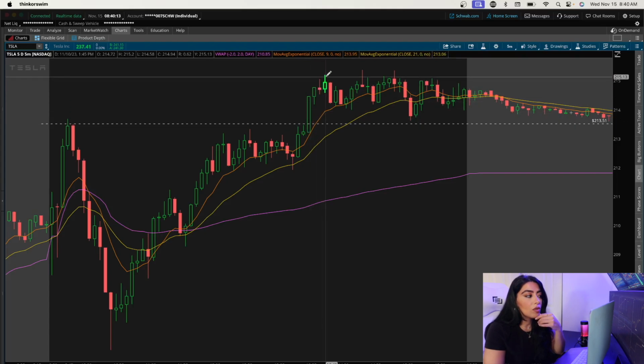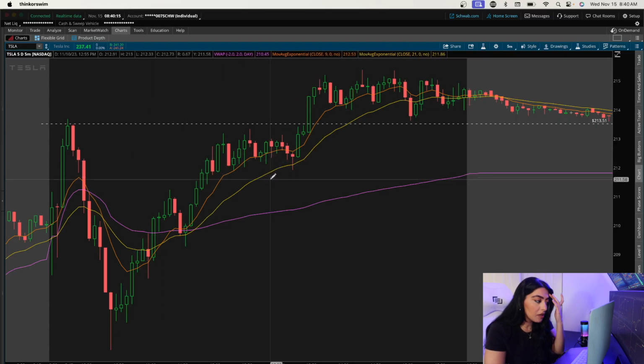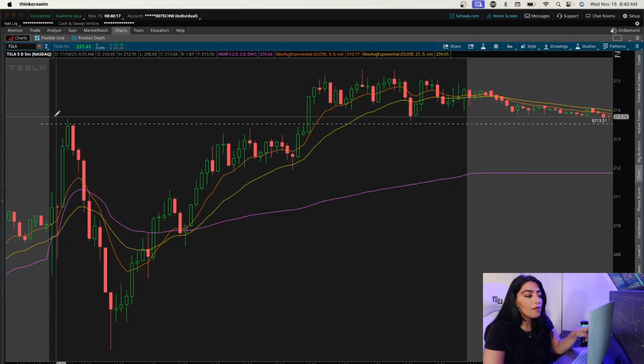All right, so you can see how much clearer the picture looks now that I added a level. Okay, so you can see that when we entered here, look at how perfectly it pulled back at high of day. Okay, it pulled back at high of day. What's the next entry? Bounces off its EMA, breaks high of day.